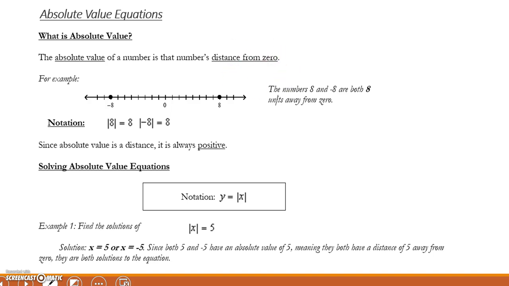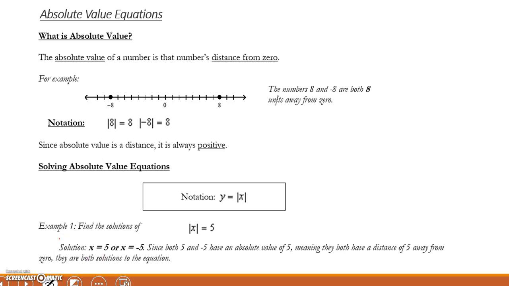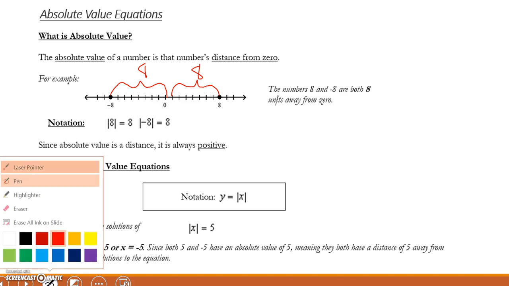So if you're looking at this number line, and we have -8 and 8 on there, so that -8 is 8 units away from 0. So it's 8 little ticky marks away. And that 8 is also 8 ticky marks away. So the numbers 8 and -8 are both 8 units away from 0.